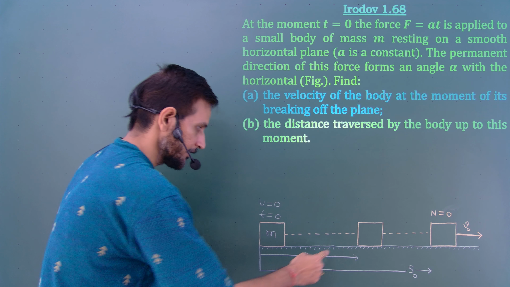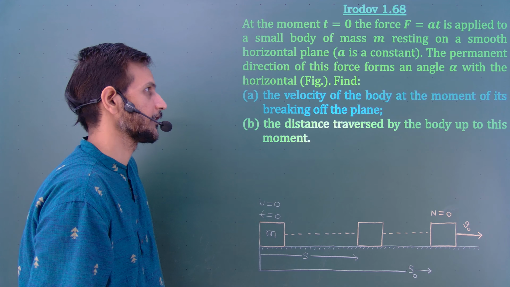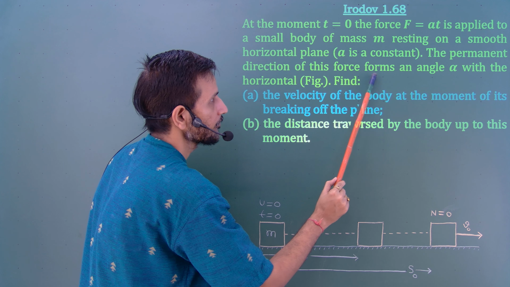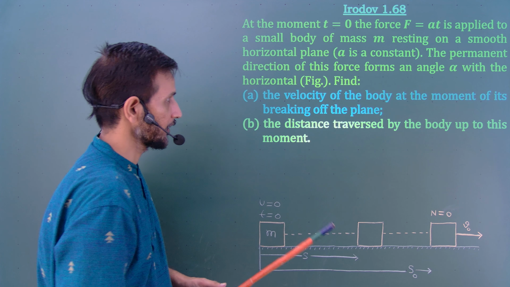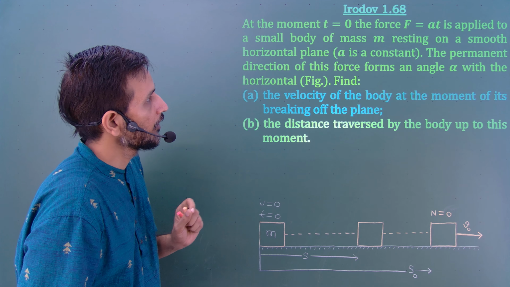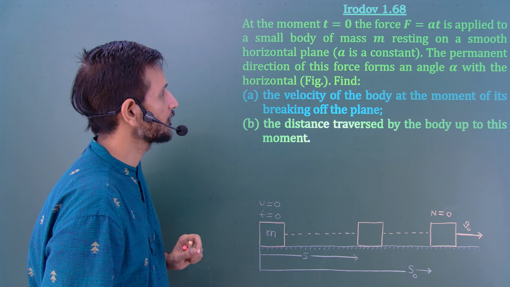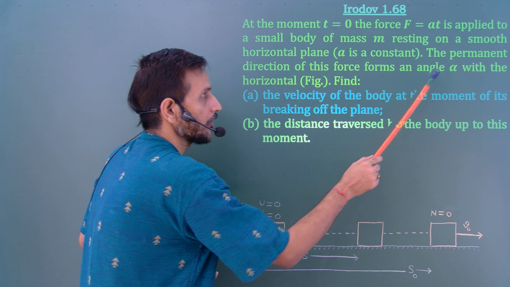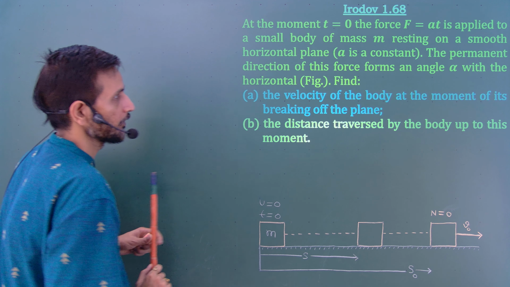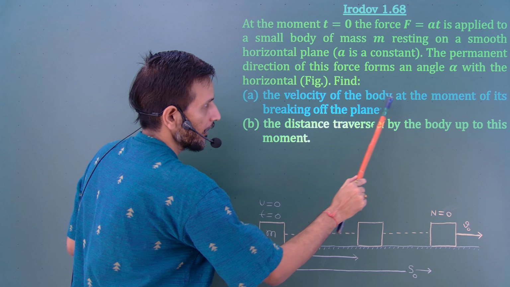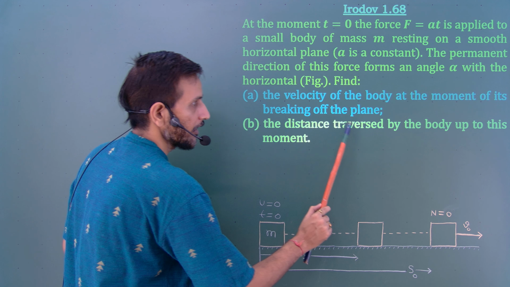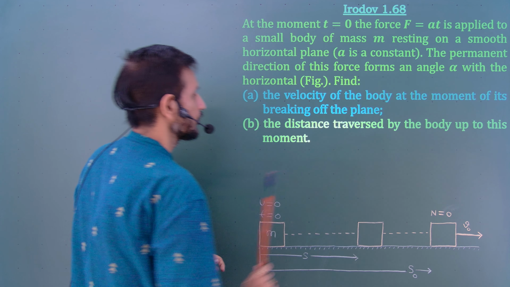Now remember that this plane is frictionless. The permanent direction of this force forms an angle alpha with the horizontal. The force F(t) has variable magnitude, but its direction is constant and making angle alpha with the horizontal. We have to calculate the velocity of the body at the moment of its breaking off the plane, and the distance traversed by the body up to this moment.